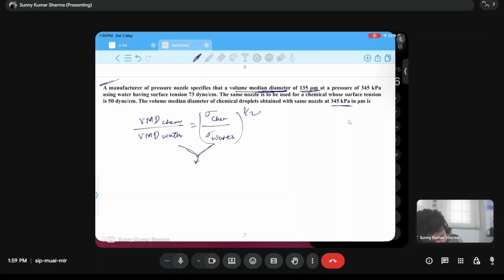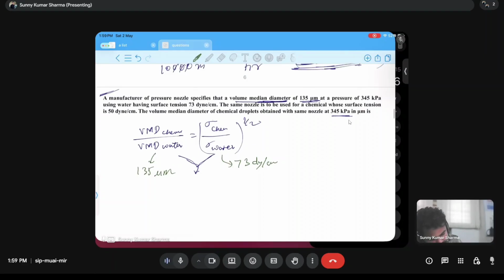So water is having surface tension of 73 dynes per centimeter, and water is giving a VMD of 135 micrometer. The nozzle is to be used for a chemical. So the nozzle will be used for a chemical whose surface tension is 50 dyne per centimeter.